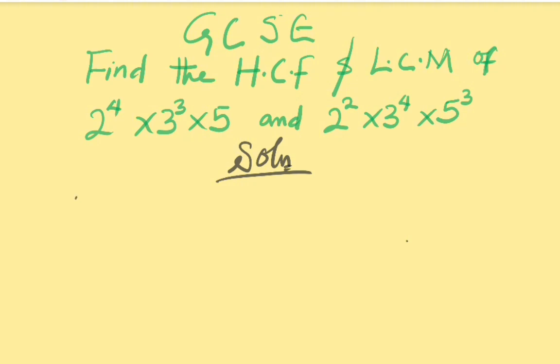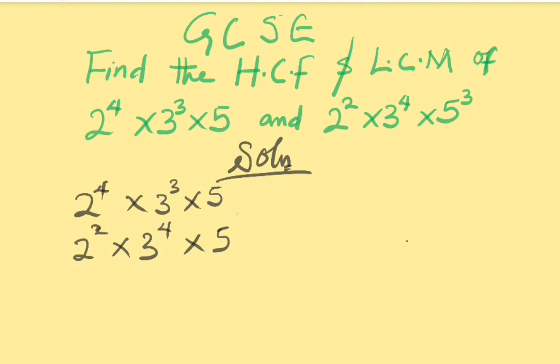Solution. We write 2 raised to the power of 4 times 3 raised to the power of 3 times 5. Then we write 2 raised to the power of 2 times 3 raised to the power of 4 times 5 raised to the power of 3. Therefore, HCF is equal to, consider the numbers in index form.